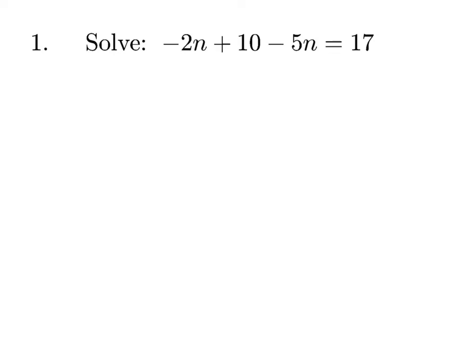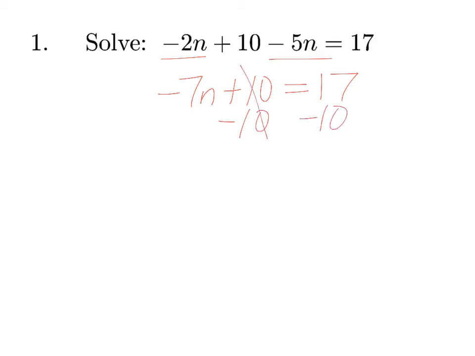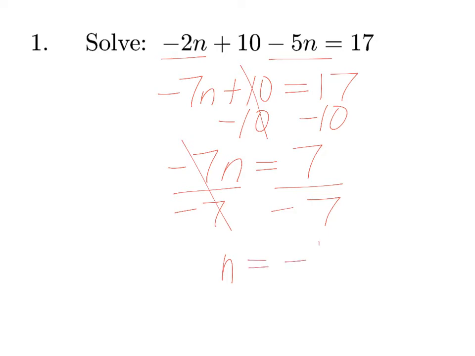First thing we have to do here is add like terms. So we get negative 7n plus 10 equals 17. All right, let's isolate the variable term. So now I subtract 10, so I'm going over to the other side of the equal sign. Now I divide by negative 7, and n is equal to negative 1. Done. On to the next problem.